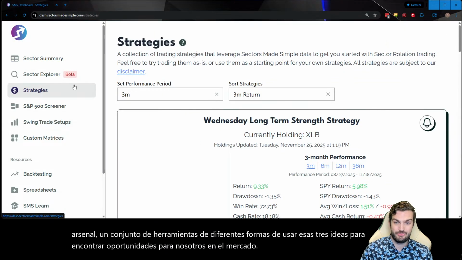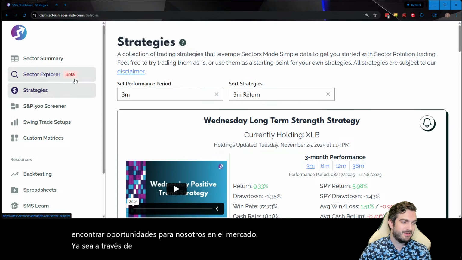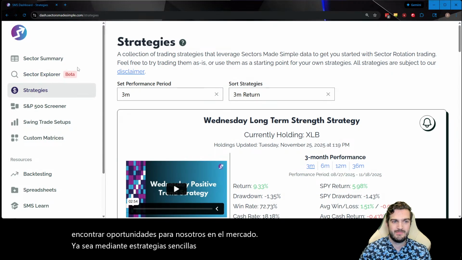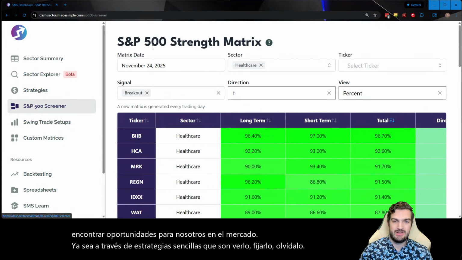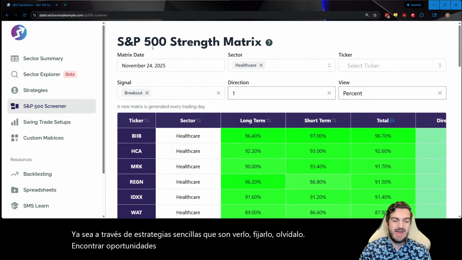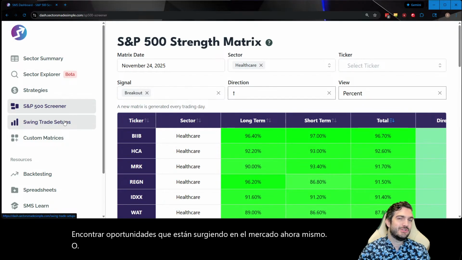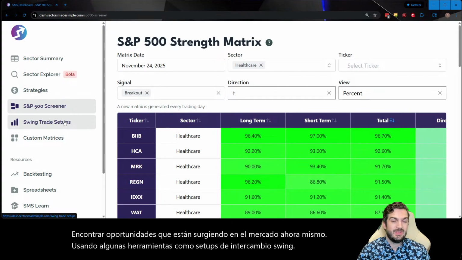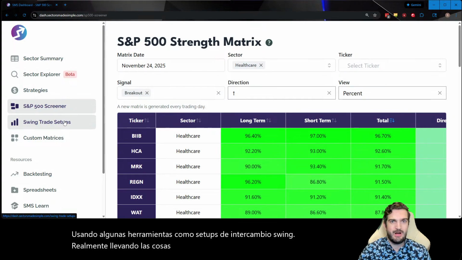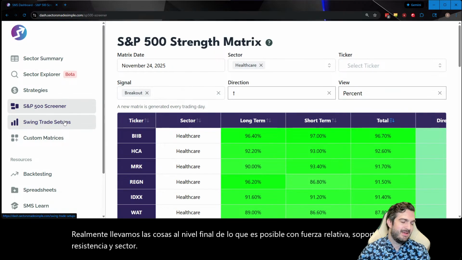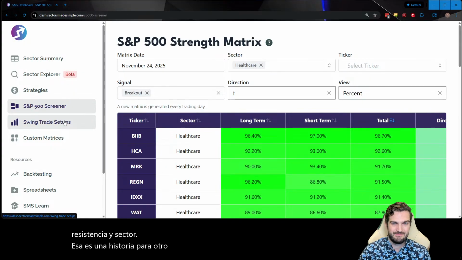Either through simple strategies that are see it, set it, forget it, finding opportunities that are emerging in the market right now, or using some tools like swing trade setups, really taking things to the final level of what is possible with relative strength, support and resistance, and sector. But that is a story for another day and another webinar.